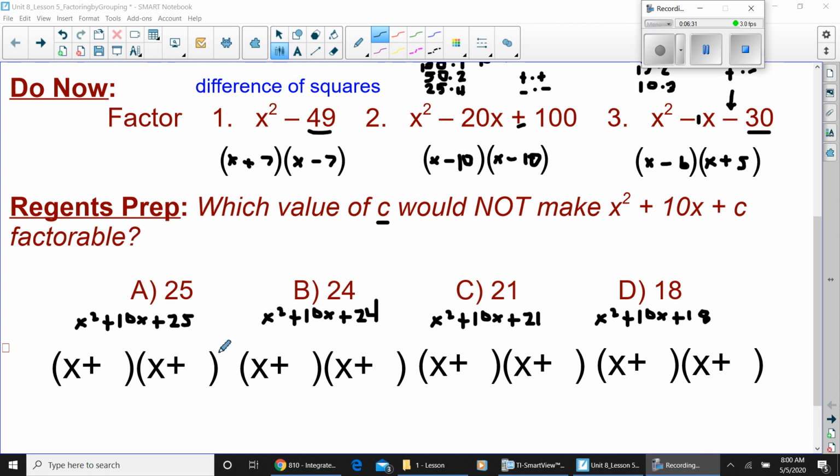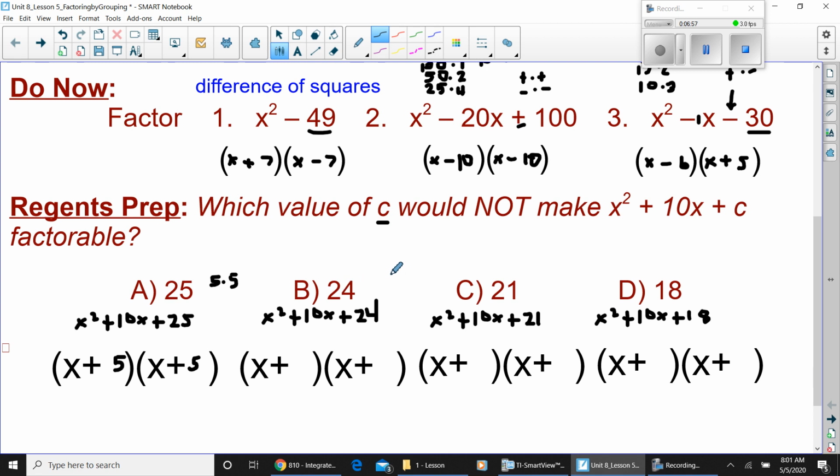So I have everything set up, and I have everything substituted in. So I'm going to look for factors that multiply to 25 that add to 10. All right, and now we're dealing with all positives here, so 5 and 5, that works, and 5 times 5 is 25. 5 plus 5 equals 10. We can move on to the next one.